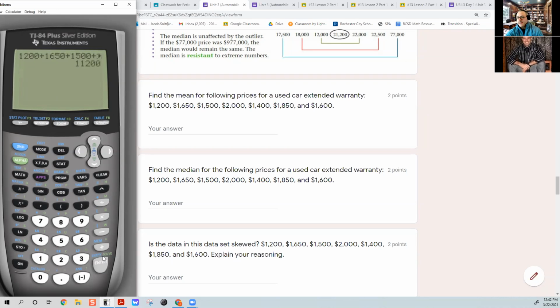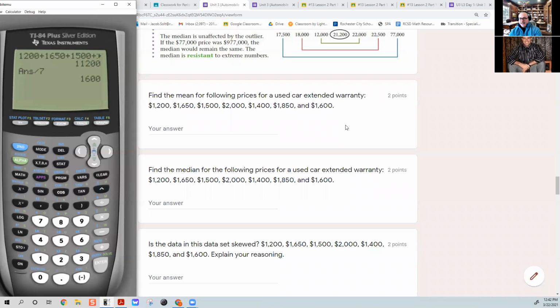All right, there I go. I've got 11,200 as the sum of all my numbers. Now I need to divide by how many numbers are in my data set. There are 1, 2, 3, 4, 5, 6, 7 numbers in this data set. So I'm going to divide by 7. And I find a mean of 1,600. A mean of 1,600. All right.